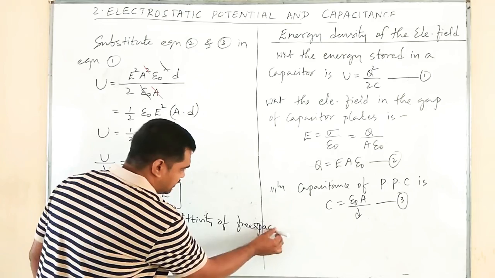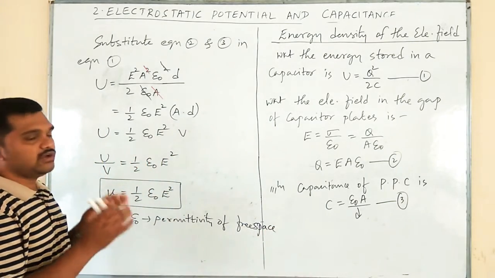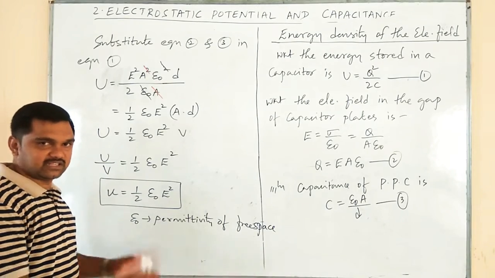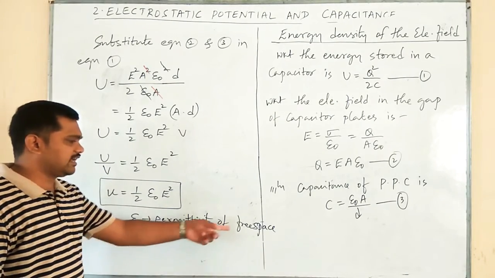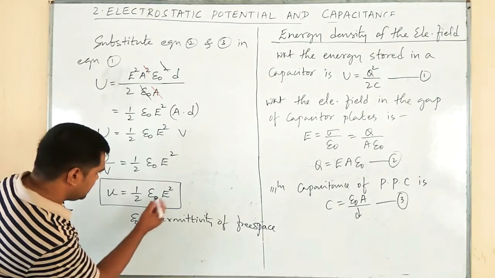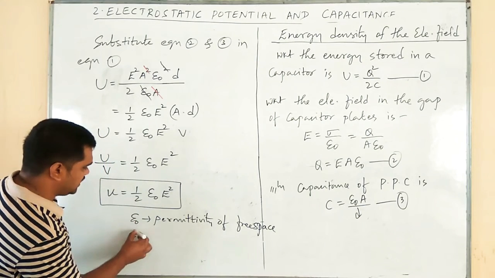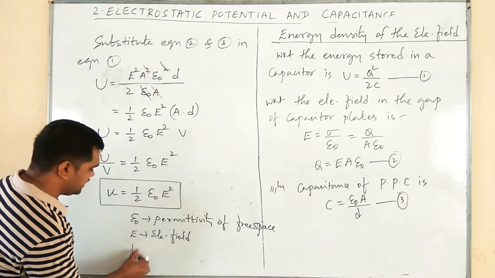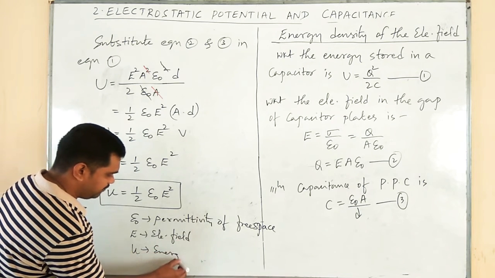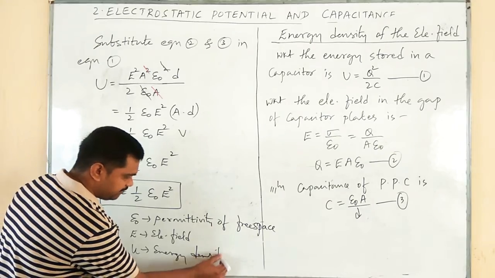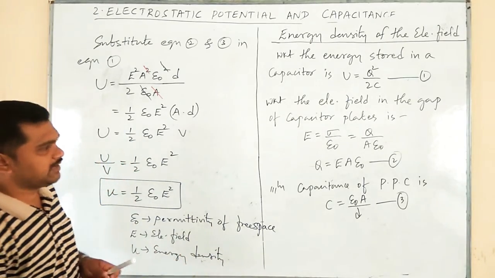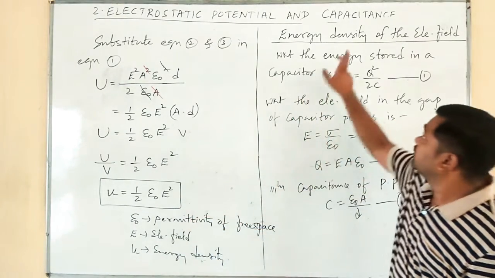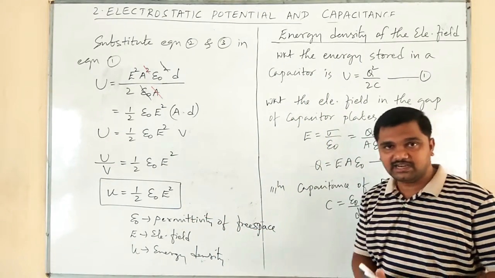Why we have taken free space here is because we have introduced nothing in the gap of the parallel plate capacitor. There is nothing. Therefore, we have taken it as free space. Next, E means, as you know, electric field. u is energy density. Okay, please remember. So at least you try to remember this final expression and the definition for energy density.